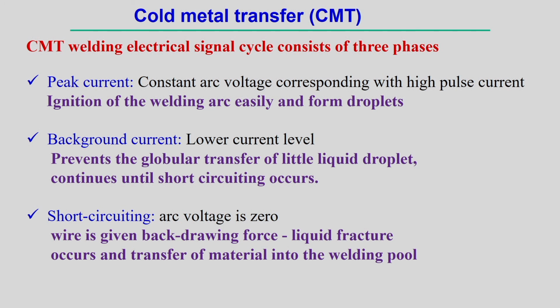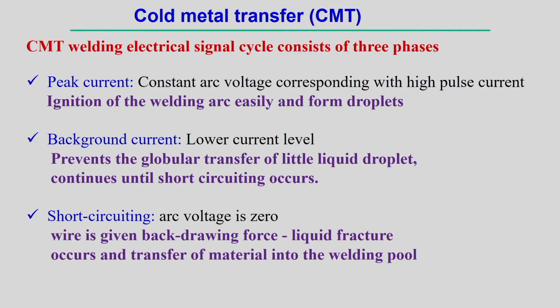If we define one particular pulse, the peak current is followed by constant arc voltage with the high pulse current. This actually helps the ignition of the welding arc. If we initially apply a very high pulse current, ignition of the welding arc becomes easier, and the creation of droplets is also easier at the very high peak current. So that is the first part, the peak current, which normally happens at constant arc voltage.